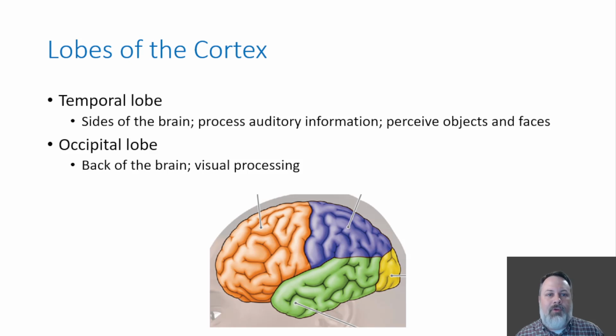The other two lobes of the cortex: one, we have the temporal lobe. They're located on the side of the brain by your temples, and they're important for processing auditory information and also perceiving objects and faces. If you've ever noticed how when you look at an inanimate object it might look like a face, that's because we have a specific area of the brain in the temporal lobe that is designed to recognize faces. And then the remaining lobe of the cortex is the occipital lobe. This is in the very back of the brain, and this is very important for visual processing.